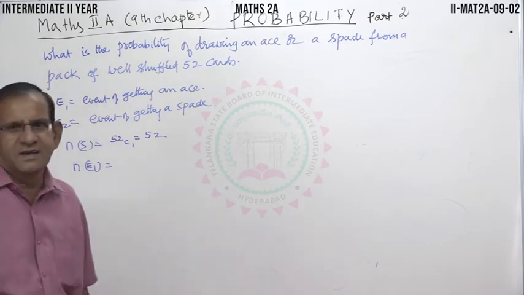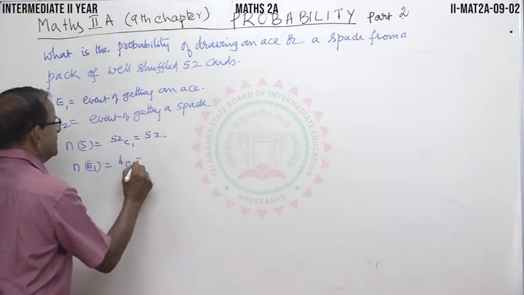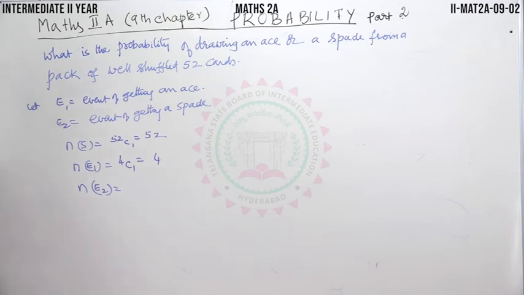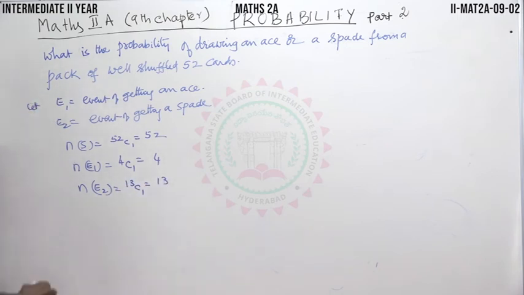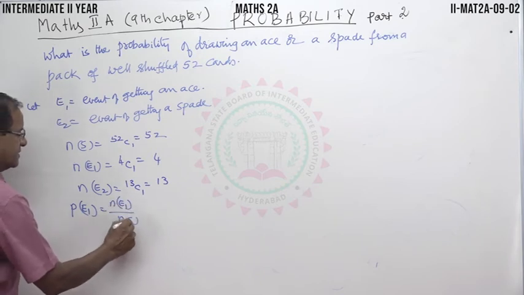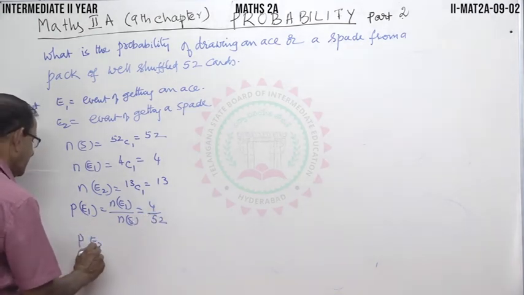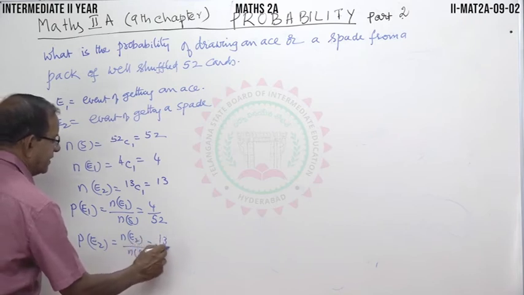There are 4 aces in a pack of cards. So I have to draw one from that. That can be done in 4 C1 ways. So that is 4 C1 is equal to 4. And N of E2. How many spades are there? 13 spades are there in a pack. So I have to draw one spade from that. That is in 13 C1 ways. 13 C1 equal to 13. Now, what is P of E1? N of E1 by N of S. That is 4 by 52. What is P of E2? N of E2 by N of S. That is 13 by 52.